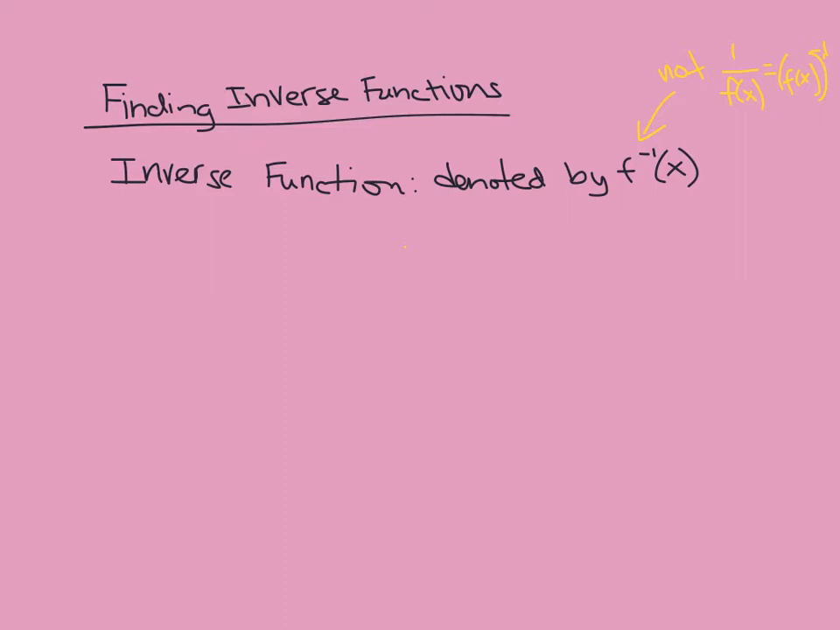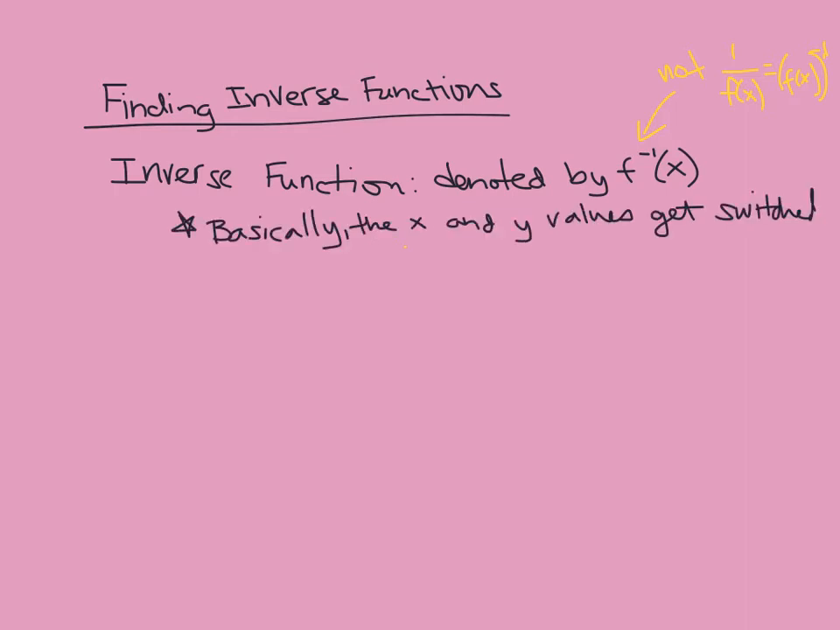So basically what an inverse function is, it's a function that undoes another function. And you can find your inverse functions by switching all elements of the domain and range. Or you can think of it as just switching the x and y's. So, I just wrote this out. Basically, the x and the y values get switched. So let's do a few examples.